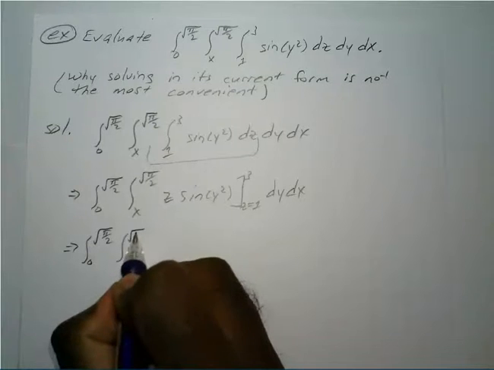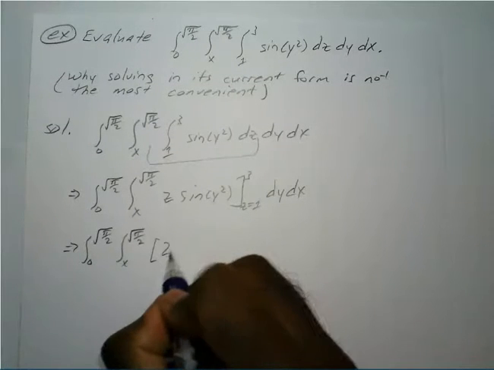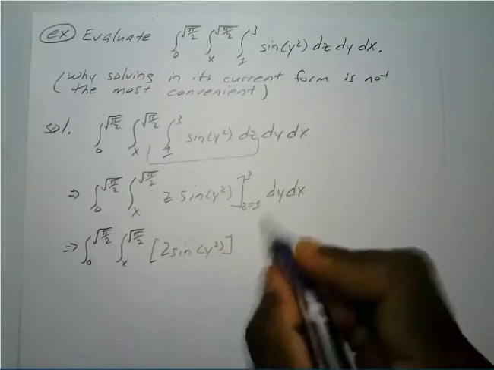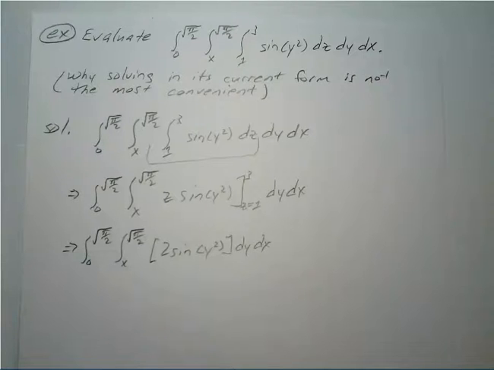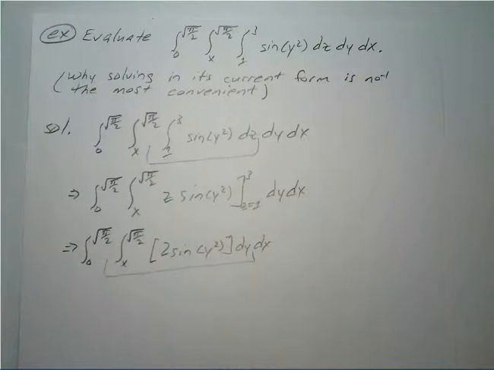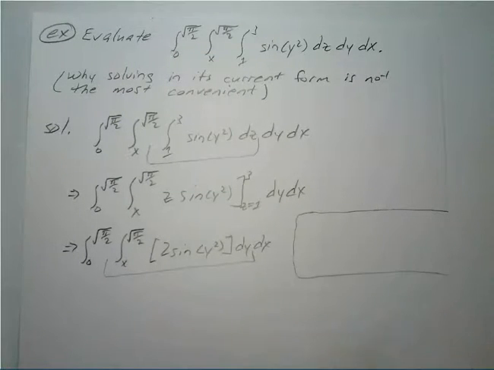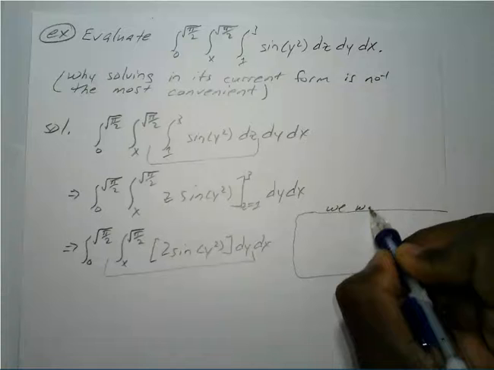So we end up with the integral from 0 to square root of pi over 2, from x to square root of pi over 2, sine y squared dy dx. And this integration is where we're going to run into our trouble. Okay, you're probably looking at it going, oh, okay, that's not bad. It's just a little u substitution. No, that won't work.